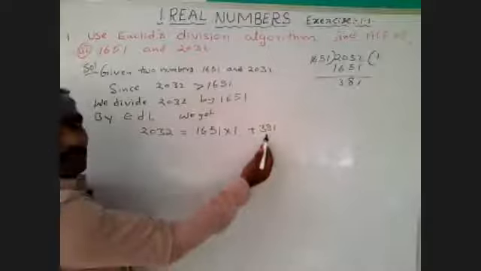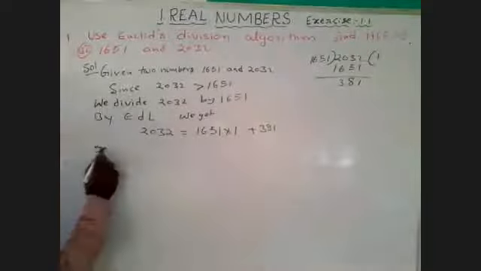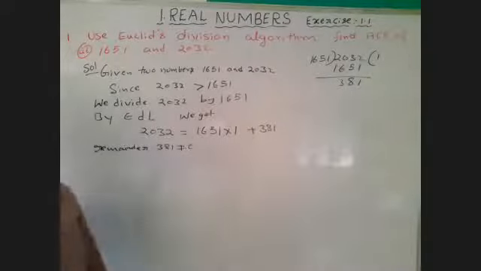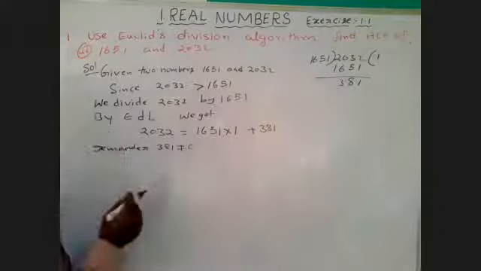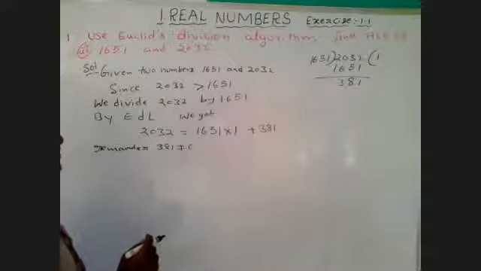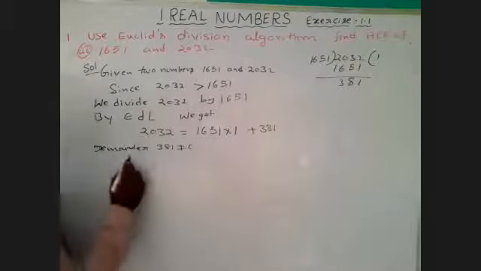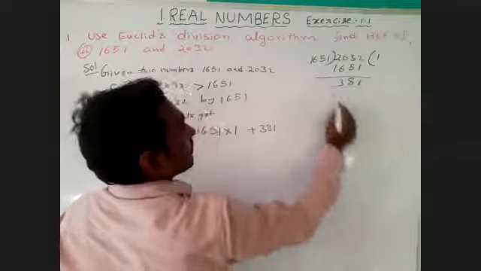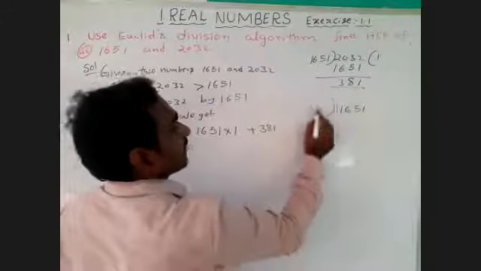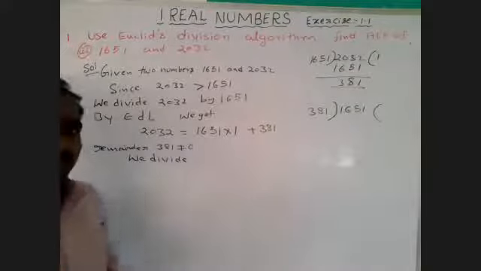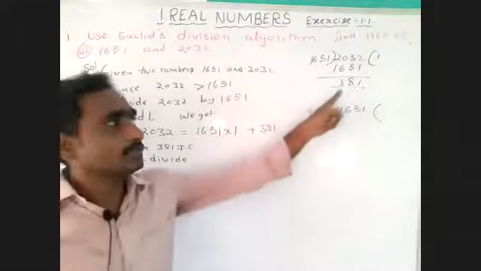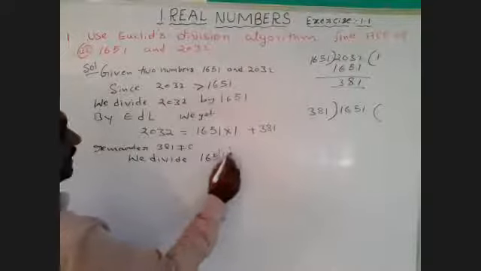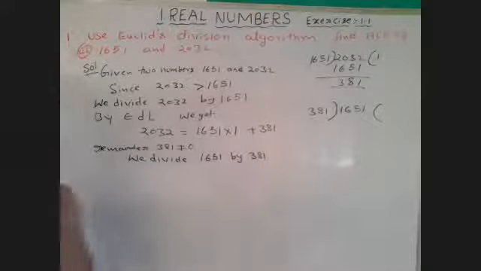The remainder 381 is not equal to 0. So we divide the divisor by the remainder, that is, we divide 1651 by 381.